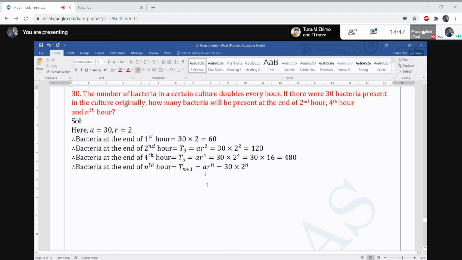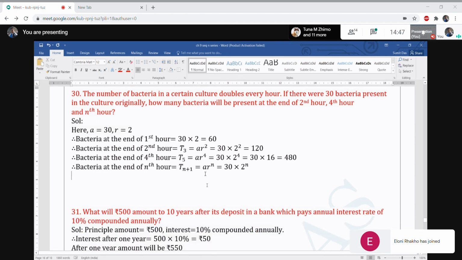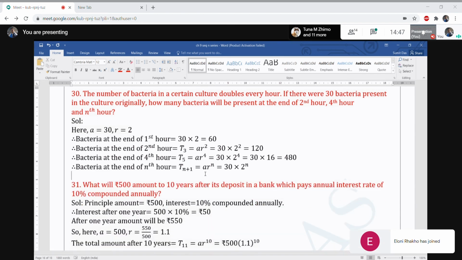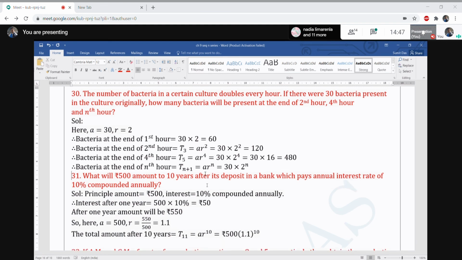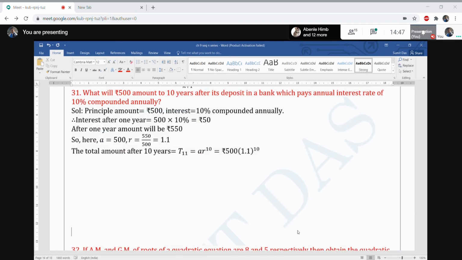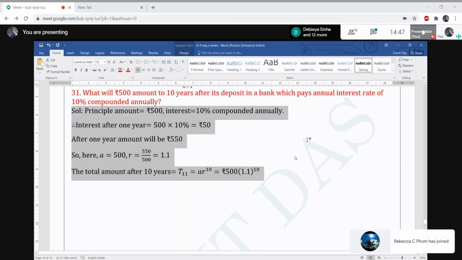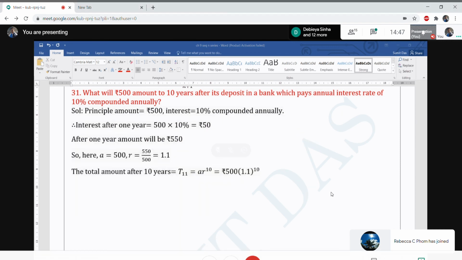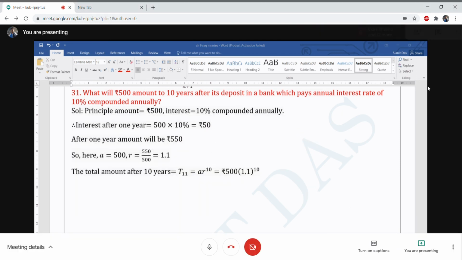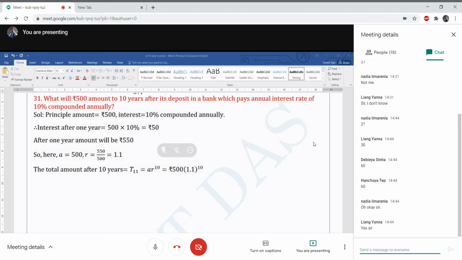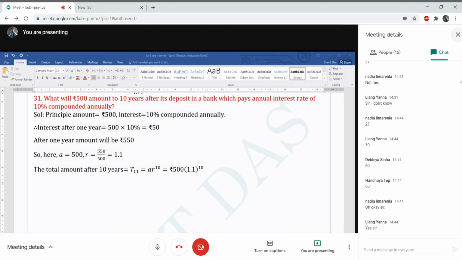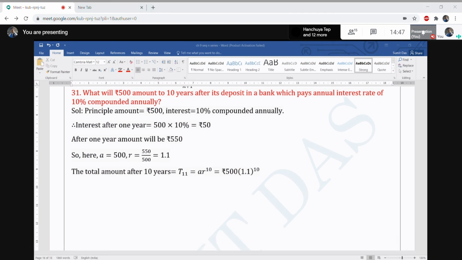Similarly, question number 31 is also the same kind of problem. That is a very popular problem, which we all used to do in the lower classes. It is called the compound interest problem. But here we will not use the compound interest formula. We will use the geometric progression.